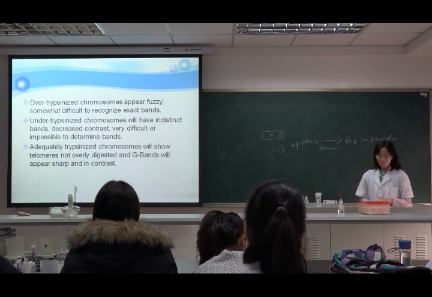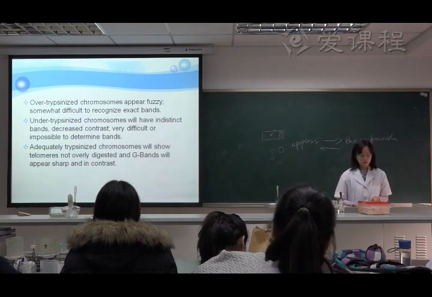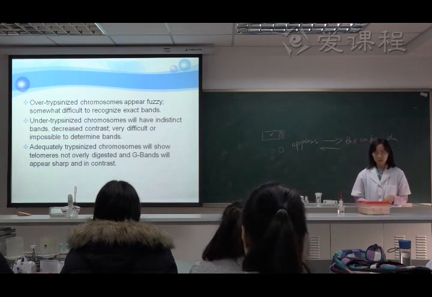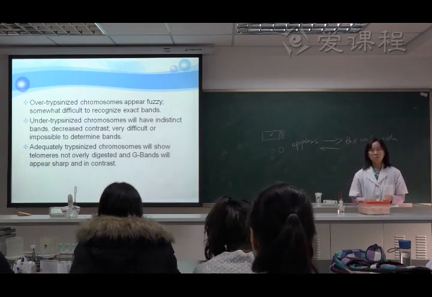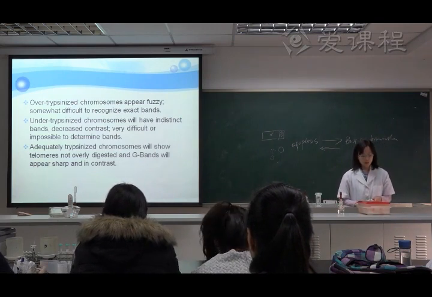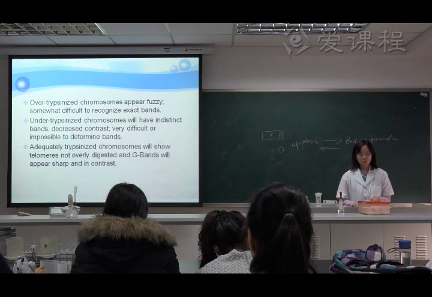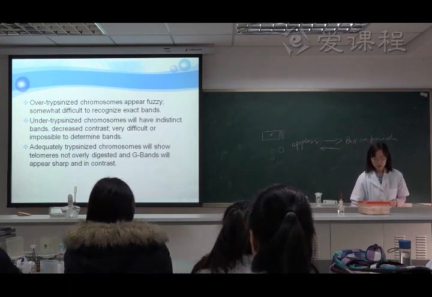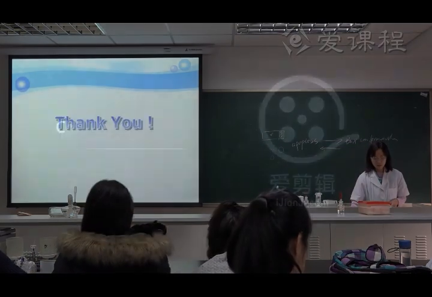So adequately trypsinized chromosomes will show telomeres not overly digested. So you can observe your chromosomes, and the G bands will appear sharp and in contrast. Okay. This is all for the experiment.